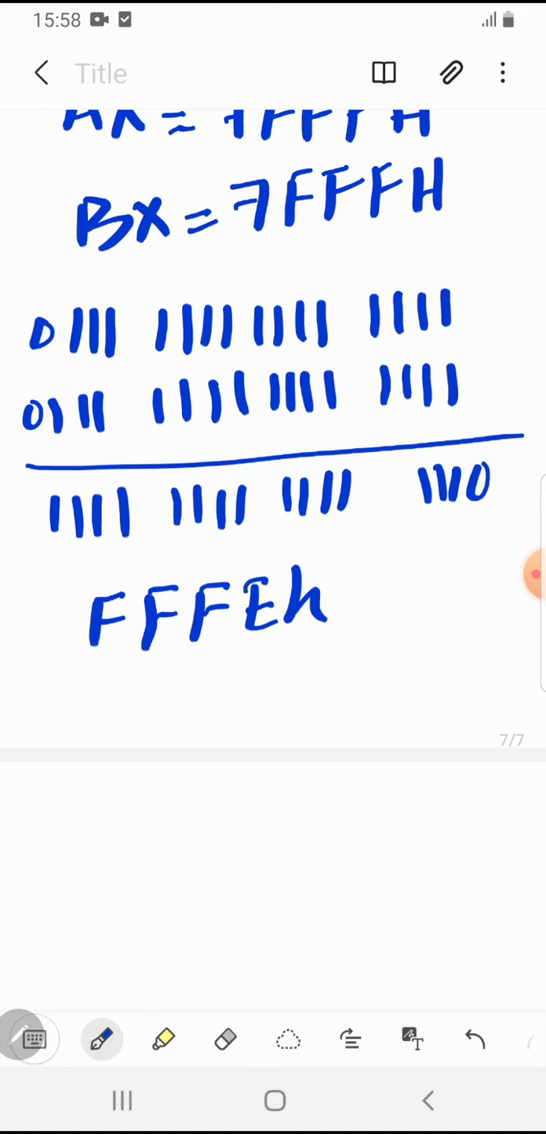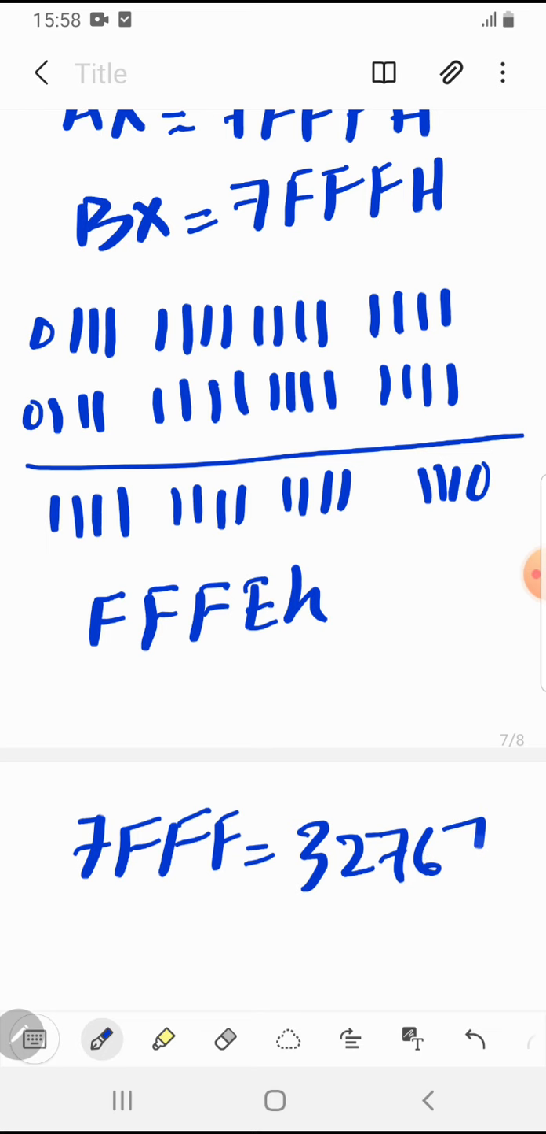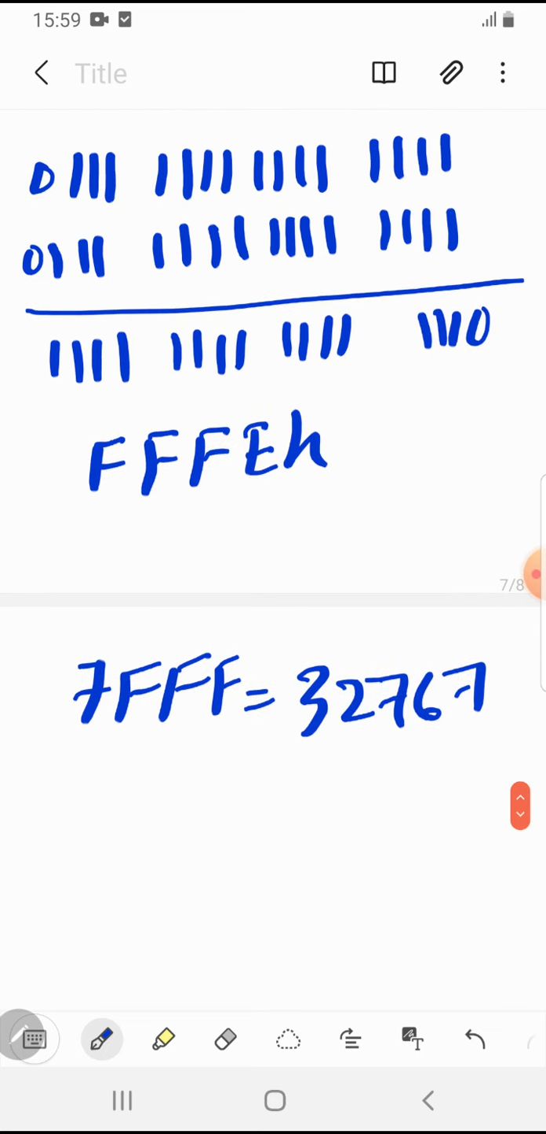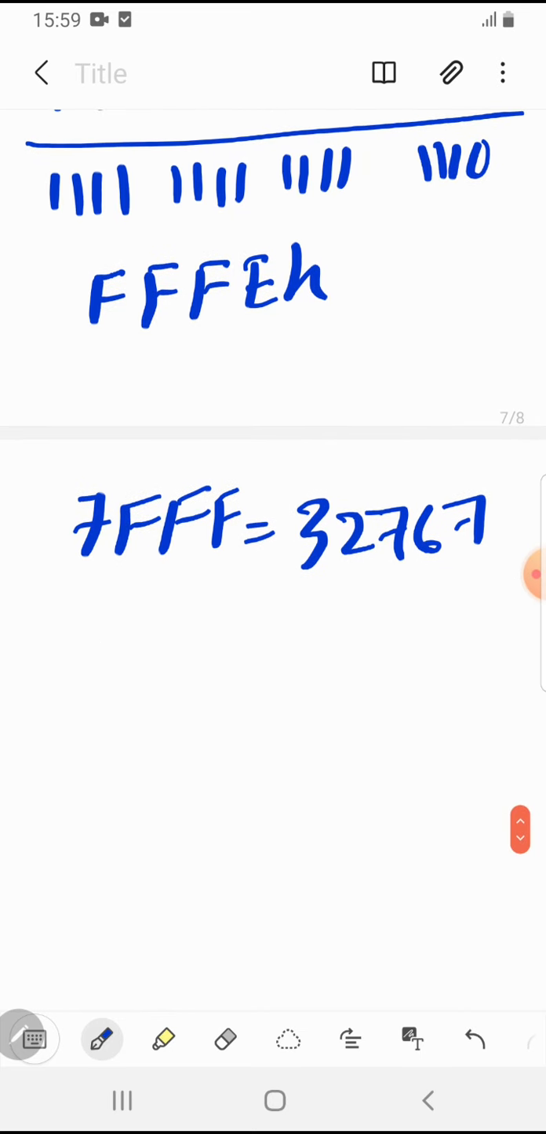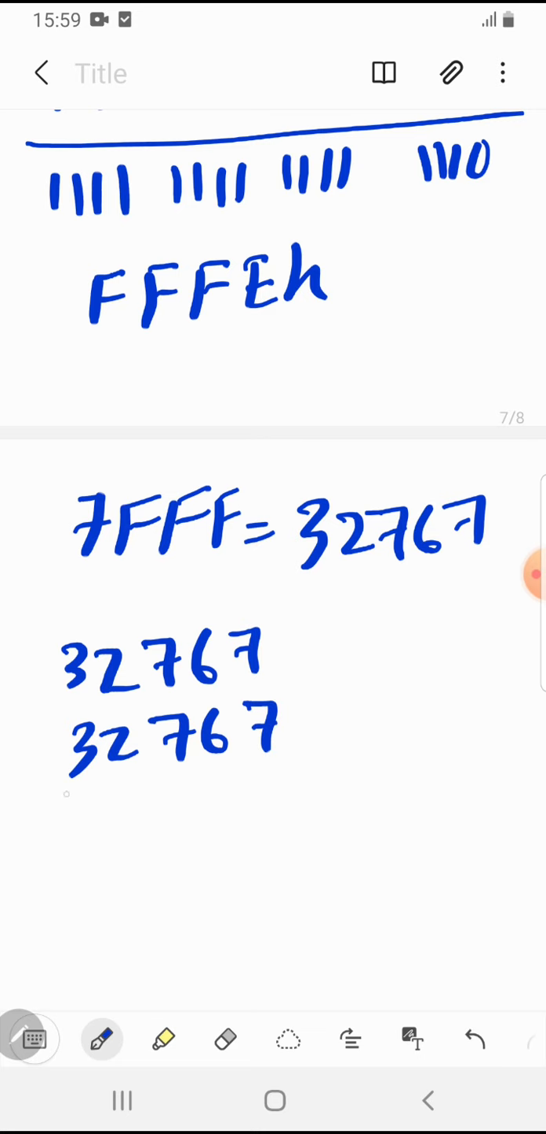The signed and the unsigned interpretation of 7FFF hex is equal to 32767. Thus for both signed and unsigned additions, the result is 32767 plus 32767. You will get 65534.